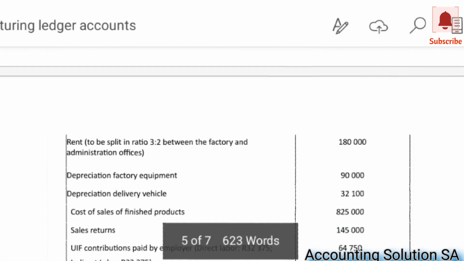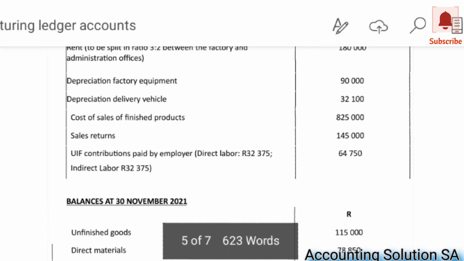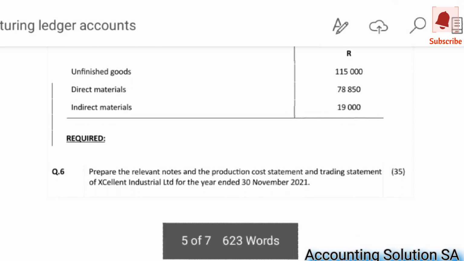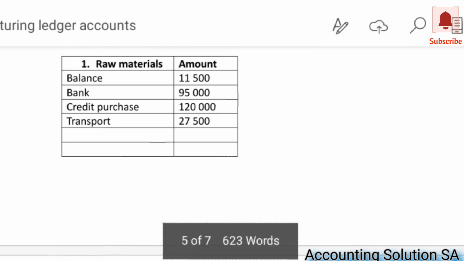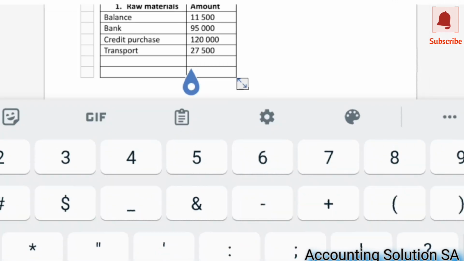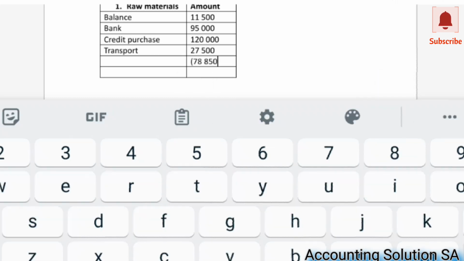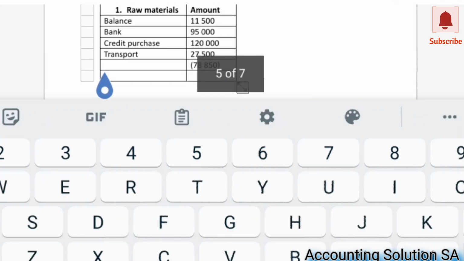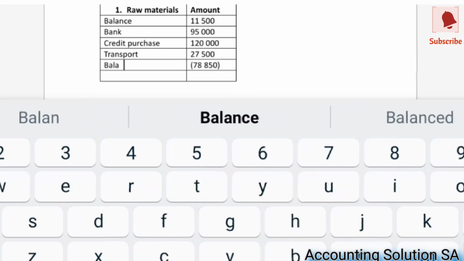Because we don't have any other related transaction for raw material, what we can do is close off. The direct material closing balance is 78,850. Remember, I said it's negative. You have to make sure that for a closing balance, you subtract, guys.